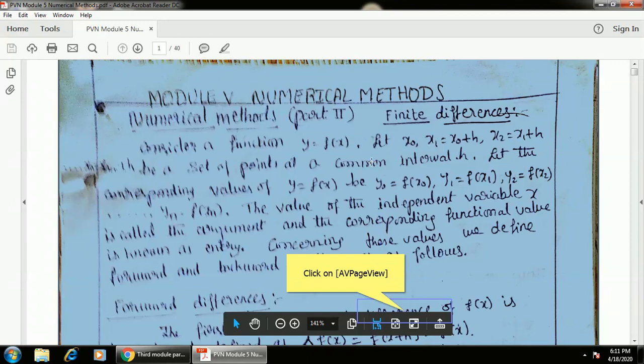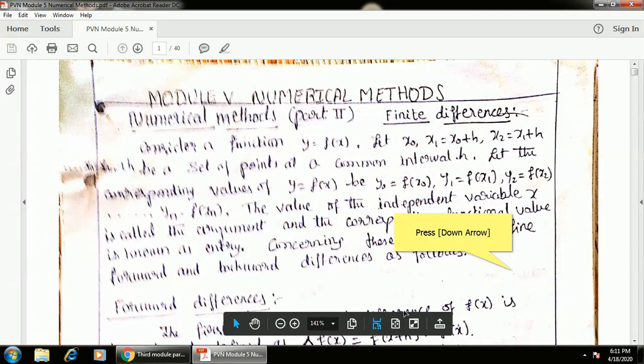The value of the independent variable x is called the argument and the corresponding functional value is known as the entry. Concerning these values of x and y, we are defining the forward differences and backward differences as follows. We have the values of x at equal intervals like x0, x1, x2 up to xn. Corresponding values of the function are y0, y1, y2 up to yn.